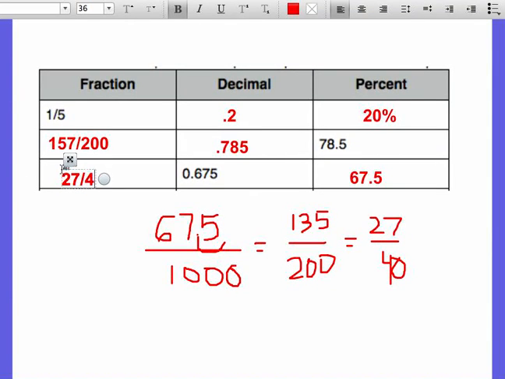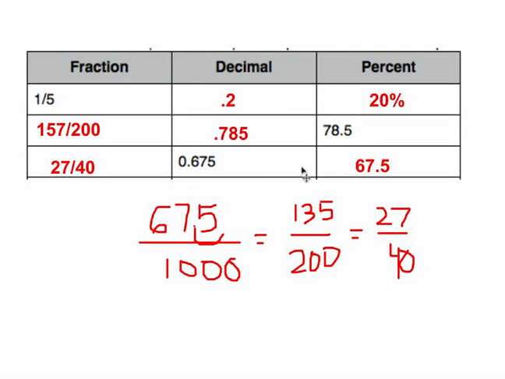What's interesting is you'll see 27/40 no longer looks anything like 0.675 or 67.5%, but it is the same thing. So keep in mind getting those fractions to what we call the simplest unit form. So it's still whole numbers, but it's as low down as we can get them.